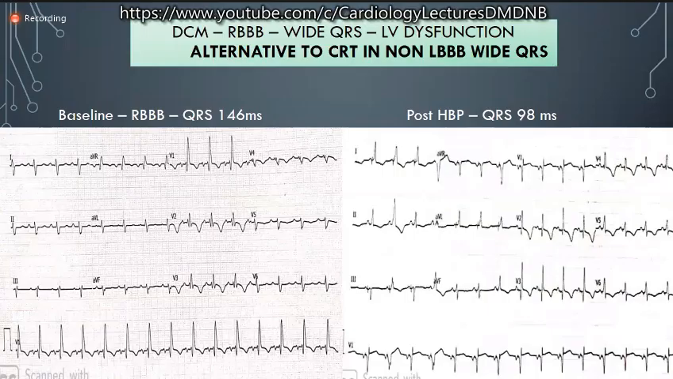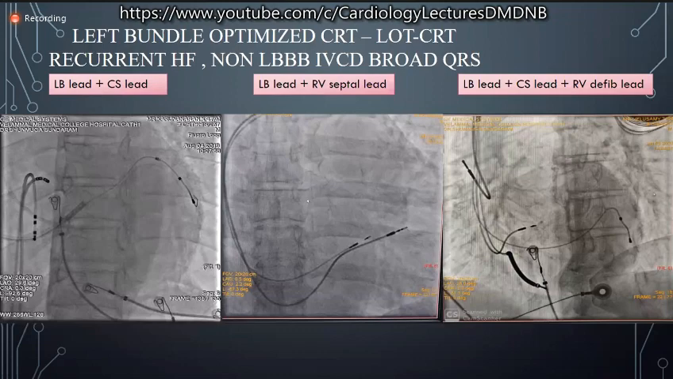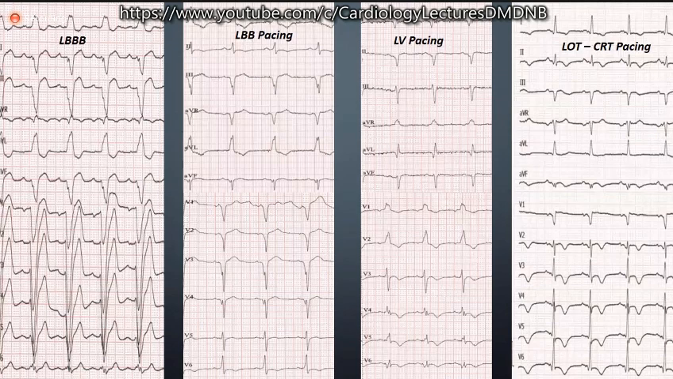Another option is in non-LBBB morphologies, like an RBBB morphology with heart failure, where we all know the typical CRT would not work. His bundle pacing can narrow the QRS, reduce the QRS duration, restore synchrony and reduce heart failure. One other extension is what we call left bundle optimized CRT or LOT-CRT, where you take advantage of the best of both worlds. That is, you have both the LV epicardial lead as well as the left bundle lead, and this is how it improves the response.